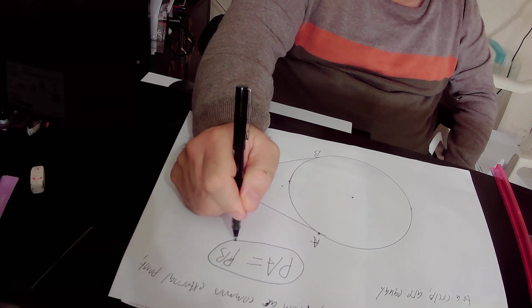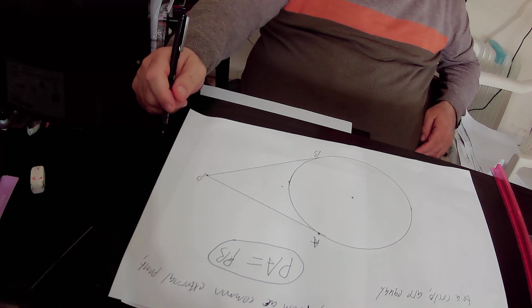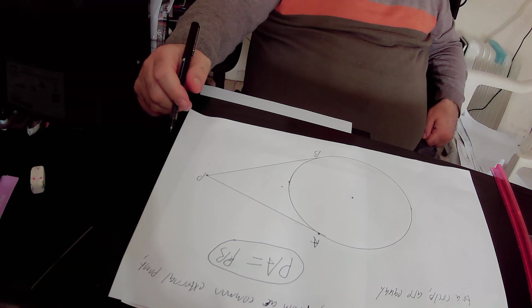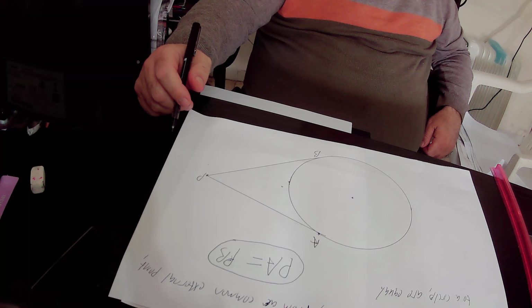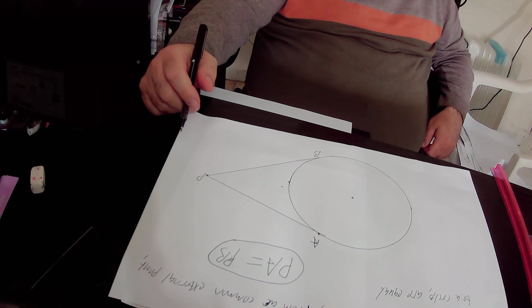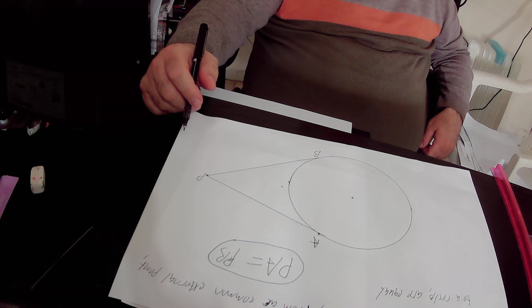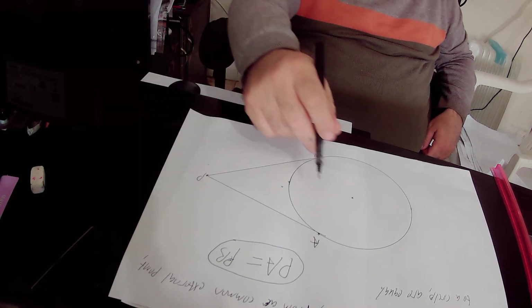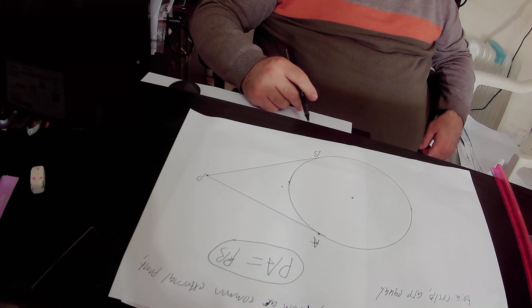So according to rule number 1, whenever you draw from a common external point of a circle two tangents to that circle, then the length of those two tangents will be equal to each other. In this case, PA equals PB.